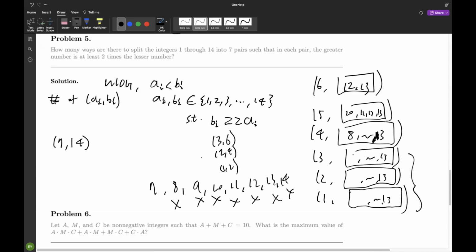So we have 8, 8, and 8. Now let's start counting. How many possible cases do we have here? How many possible cases do we have here? In this case, how many do we have?